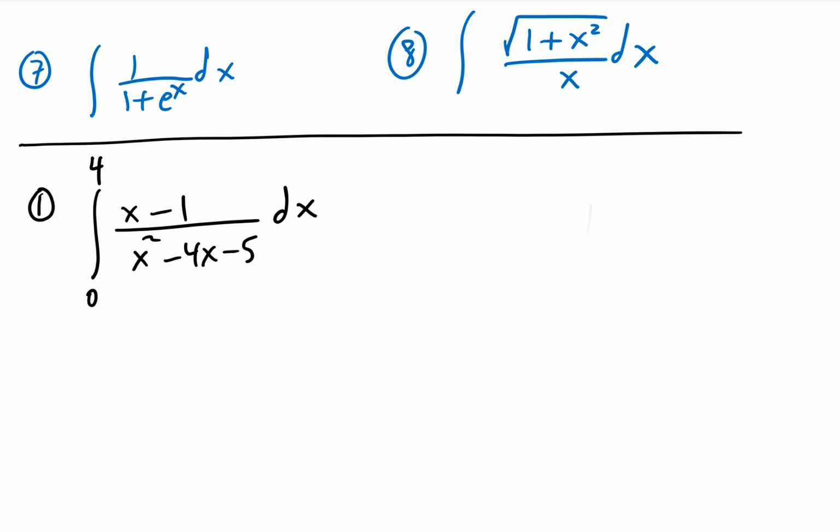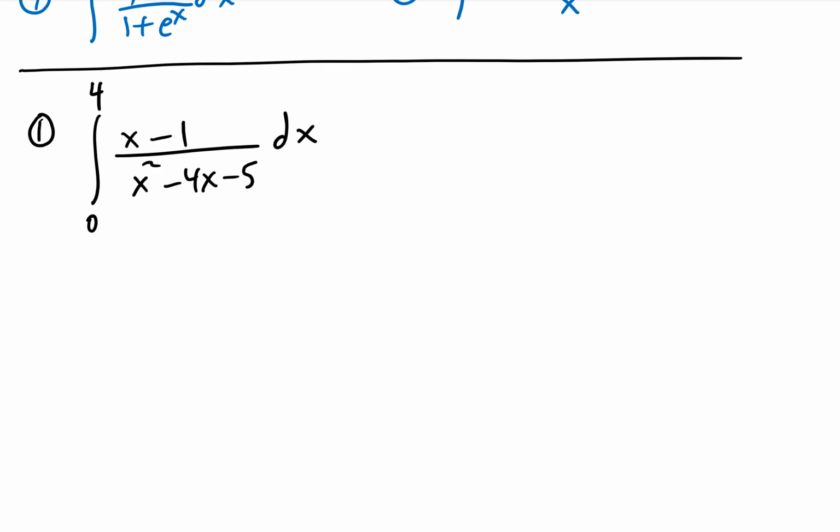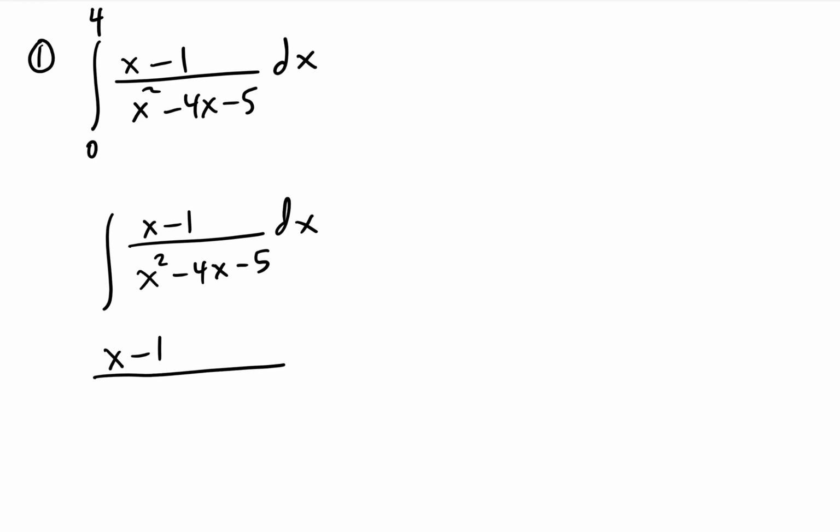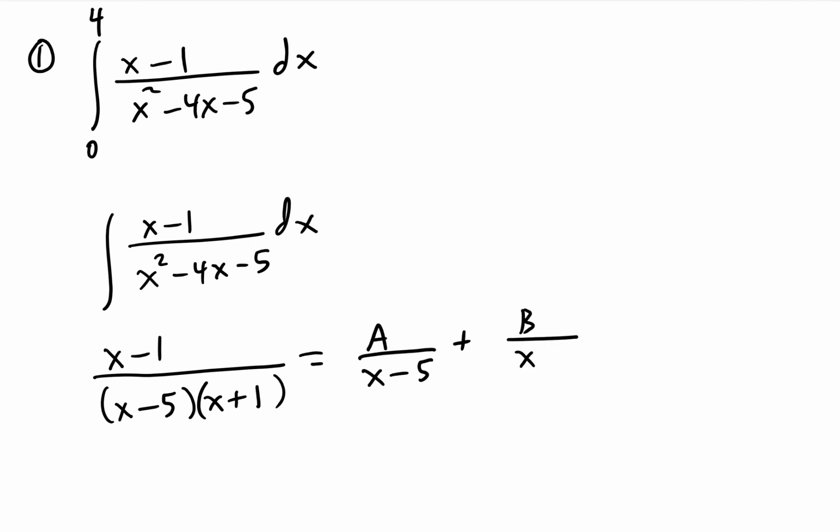So this is the first one. As some of you said, we can do this with the partial fraction decomposition. The way I'm going to do this, I'm going to just drop the bounds for now, and then I can come back to it. So how do you do this? Because it's a partial fraction decomposition, we need to factor the denominator, x minus 5, x plus 1. So (x minus 1) over (x minus 5)(x plus 1) equals a over x minus 5, b over x plus 1.